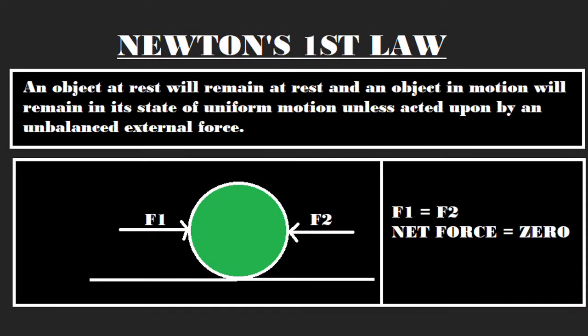Now that we understand these basic terms, let's move on to the 3 laws of motion discovered by Sir Isaac Newton. The first law states that an object at rest will remain at rest, and an object in motion will remain in its state of uniform motion, unless acted upon by an unbalanced external force. This simply defines the inertia of the body.